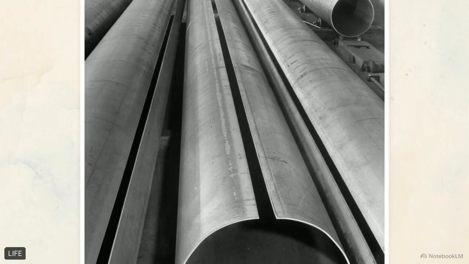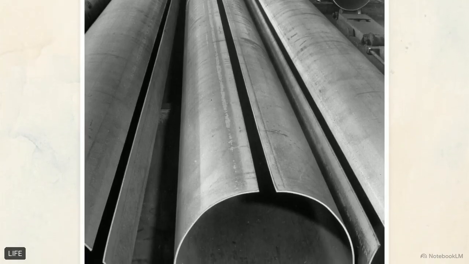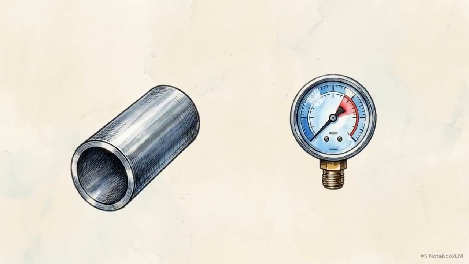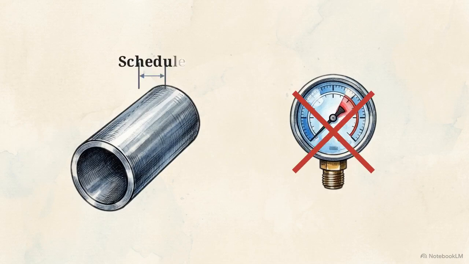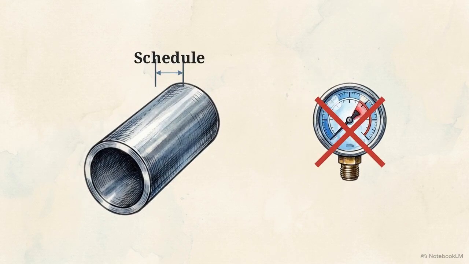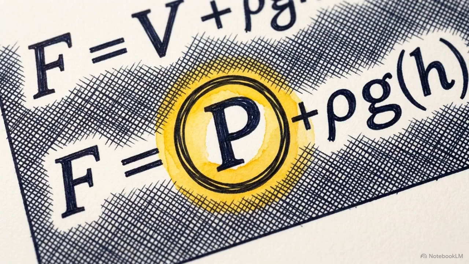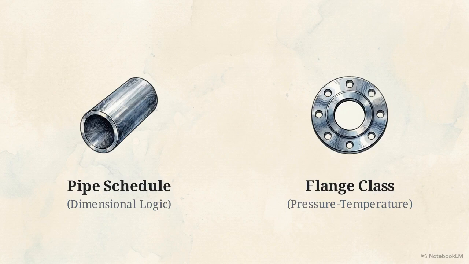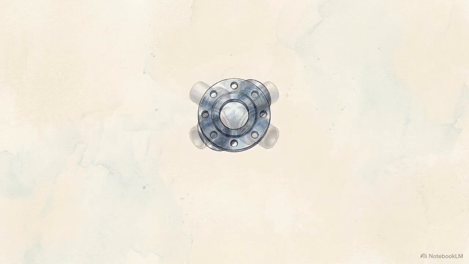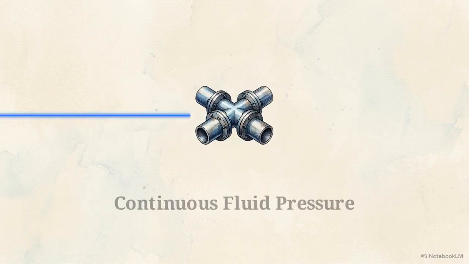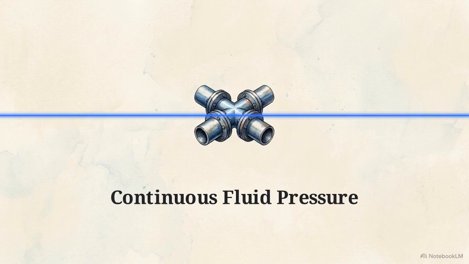B36.10M. This applies exclusively to straight, welded, or seamless pipe. A schedule number carries no published pressure data. It is a dimensional standard for wall thickness. To know if that pipe is safe for your process, you must calculate its pressure capacity yourself. The central challenge of piping engineering is making these two distinct code languages speak to each other so they can safely contain one continuous fluid pressure.